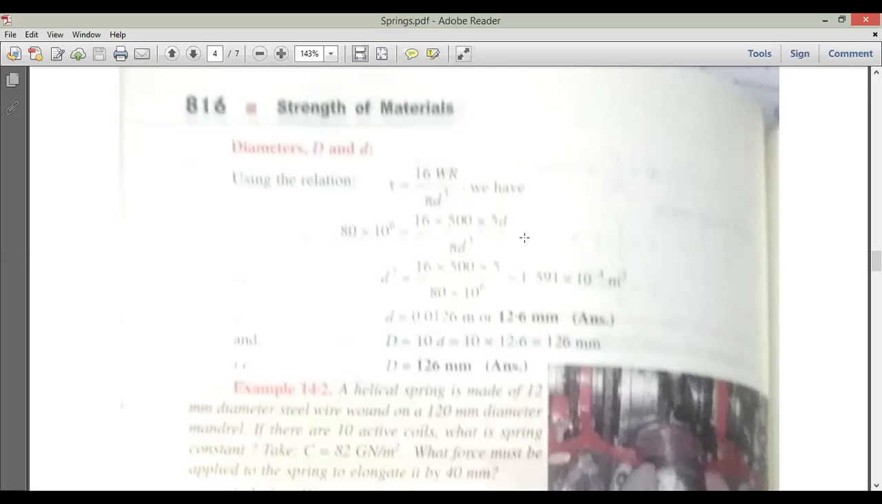Substituting this value, on solving this will give us the diameter of the spring, the diameter of the wire. This comes out to be 0.0126 meter or 12.6 millimeter. This is the answer. On simply substituting the values, you'll get this answer. And this diameter is 10D, so the mean diameter of the coil is 126 millimeter.